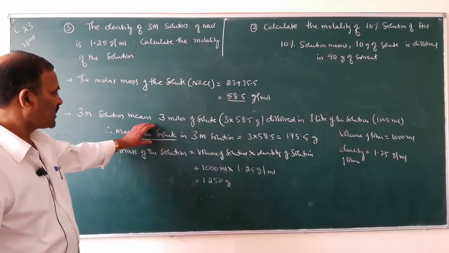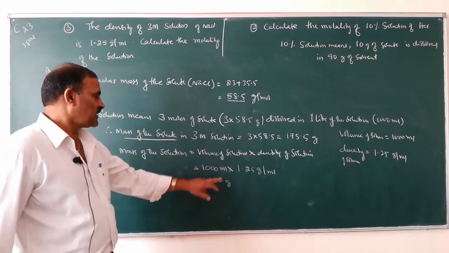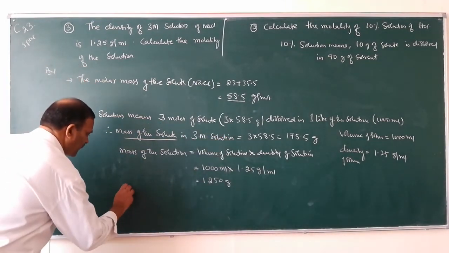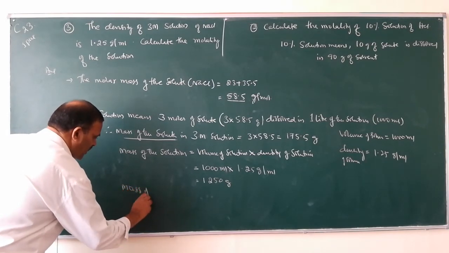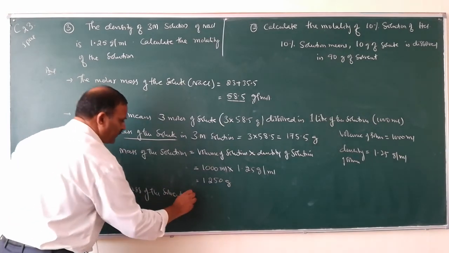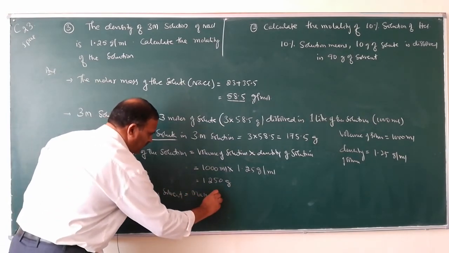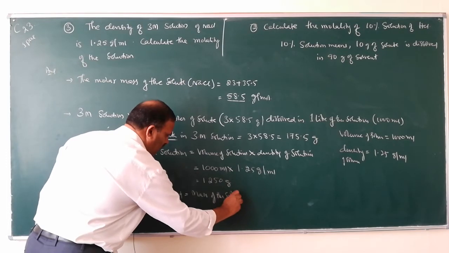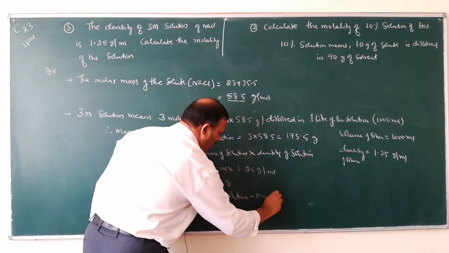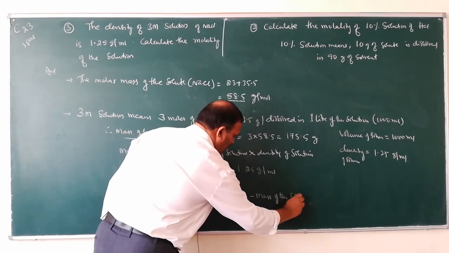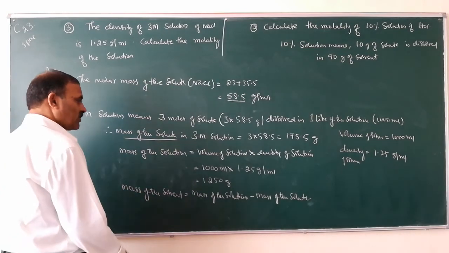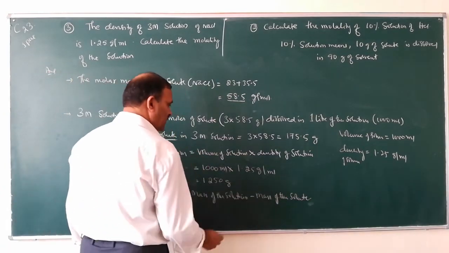So this is the mass of the solute. This is the mass of the solution. I want the mass of the solvent. So mass of the solvent equals mass of the solution minus mass of the solute.